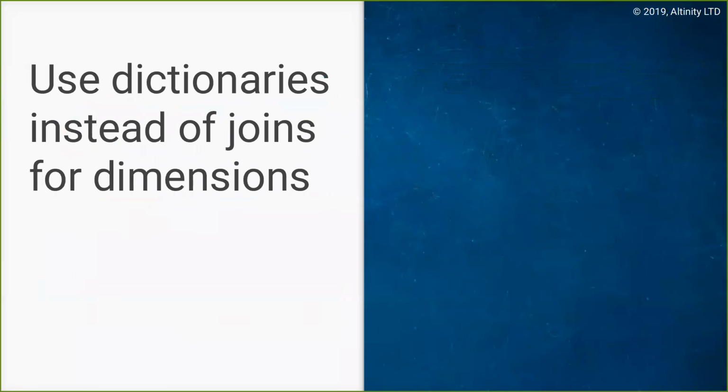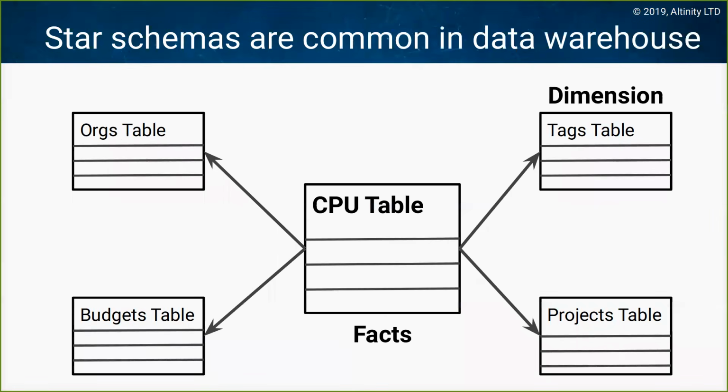And it's really simple. So our next tip is to use dictionaries instead of joins for dimensions. Let's talk a little bit about dimensions, because this is a big part of data warehouses. It's very common to have star schemas in data warehouses. And actually, one tip we can talk about with ClickHouse is that star schemas are somewhat less common than in other implementations.